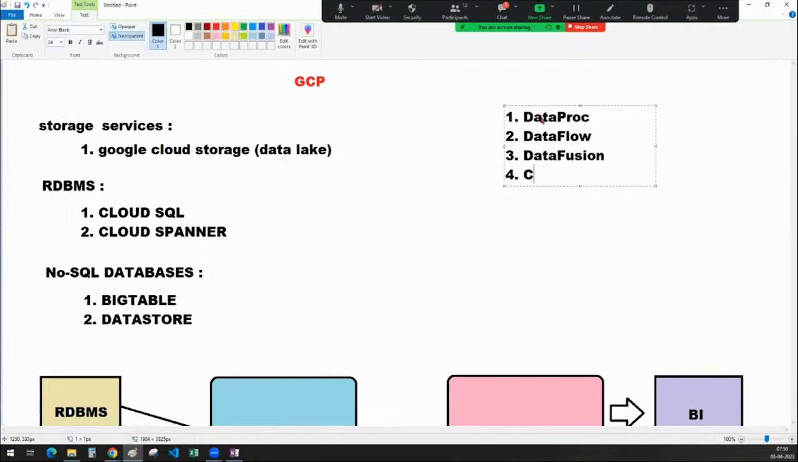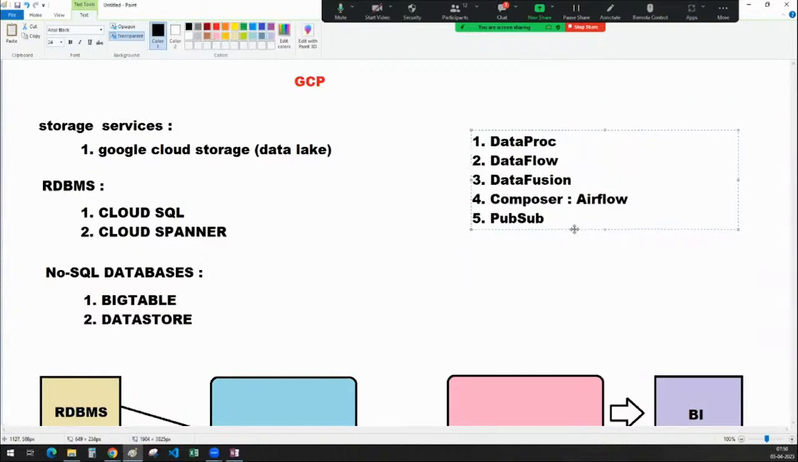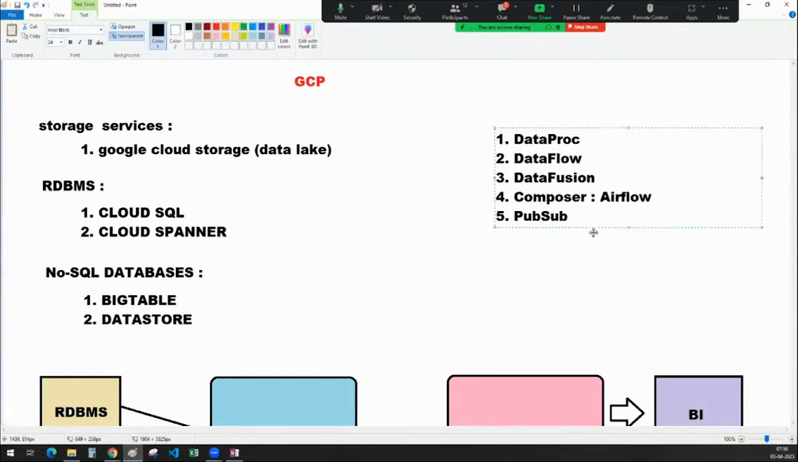One more is Cloud Composer, nothing but Airflow environment, a managed Airflow instance, guys. For creating DAGs, it is a workflow orchestration tool where you create DAGs with the help of Python coding, guys. Very important tool. And so these are the data processing systems that you are going to learn in our session, guys. This is what I call the data processing tools in GCP.